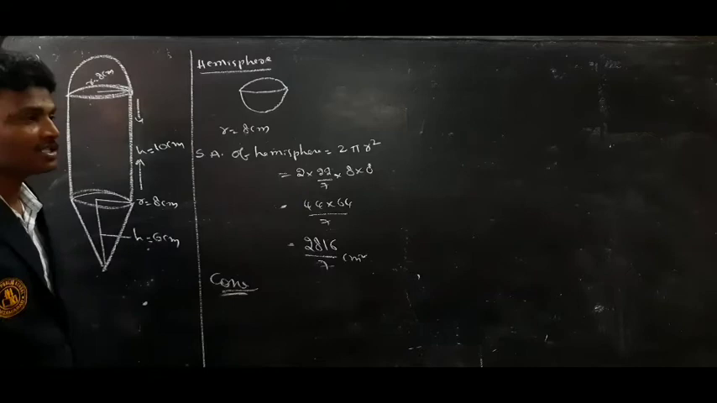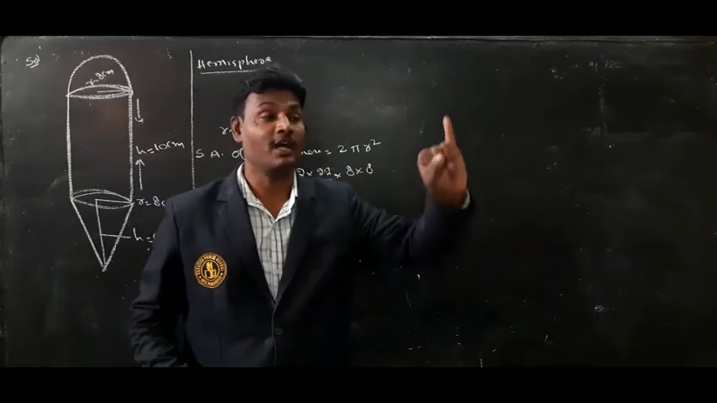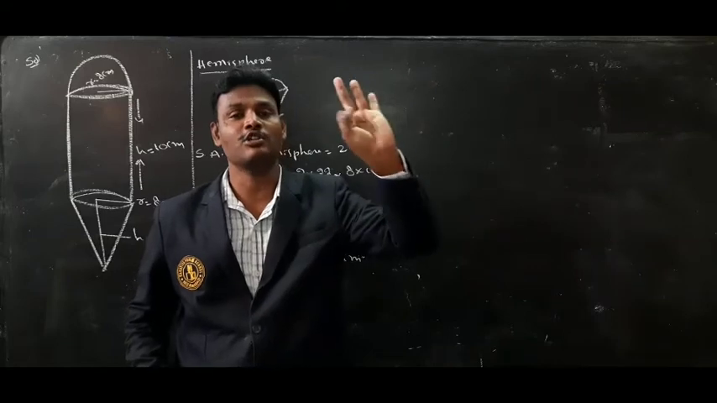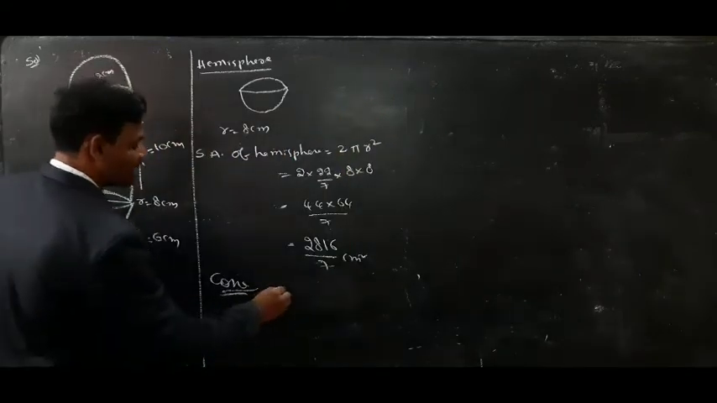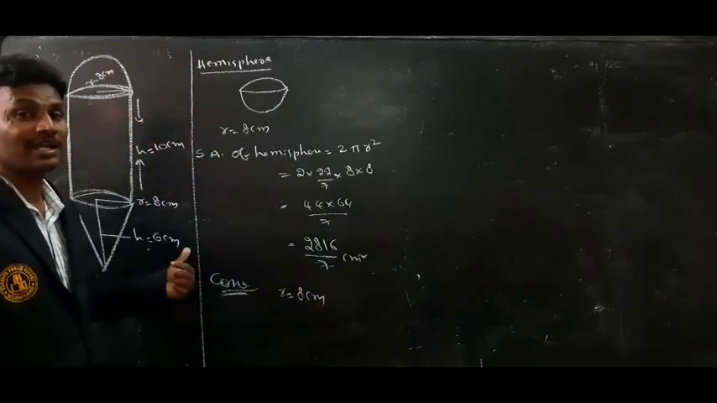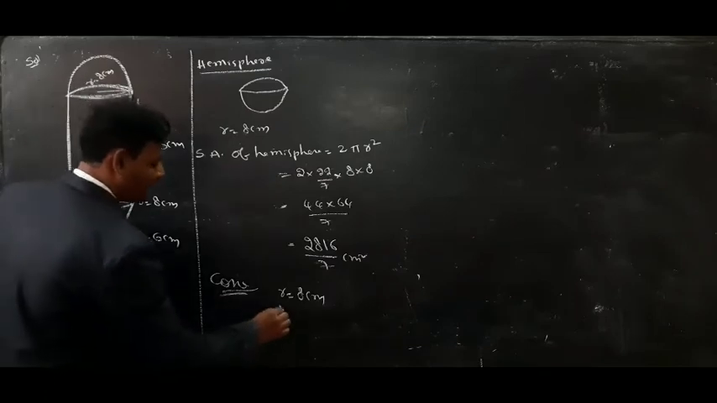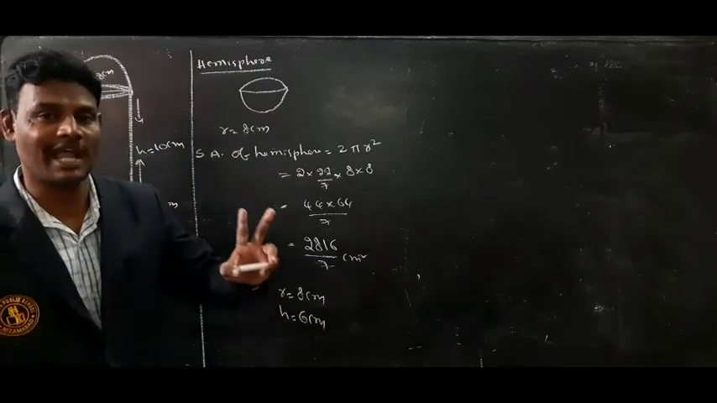What are the dimensions of the cone? I need the radius, the height, and also the slant height. I need three dimensions. First, what is the radius of the cone? 8 centimeters. Why? Because that is the common base radius. And the height of the cone is equal to 6 centimeters. Here I don't know the slant height.